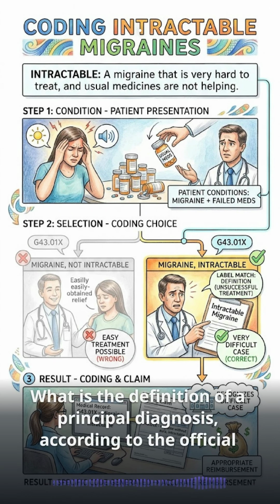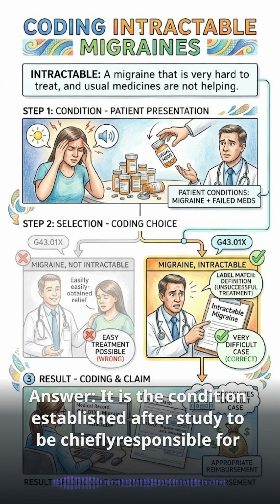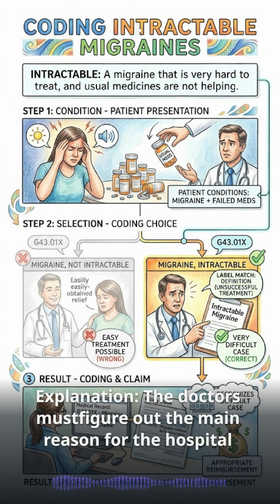1. What is the definition of a principal diagnosis, according to the official inpatient coding guidelines we use? It is the condition established after study to be chiefly responsible for occasioning the admission of the patient. The doctors must figure out the main reason for the hospital stay, which happens after all the tests.